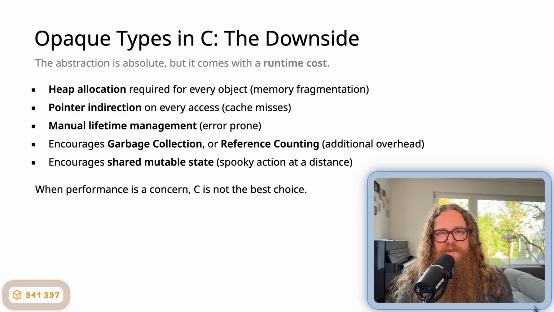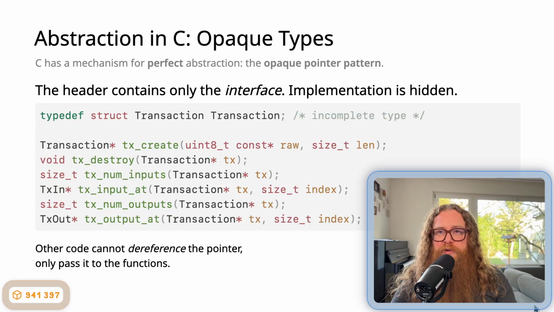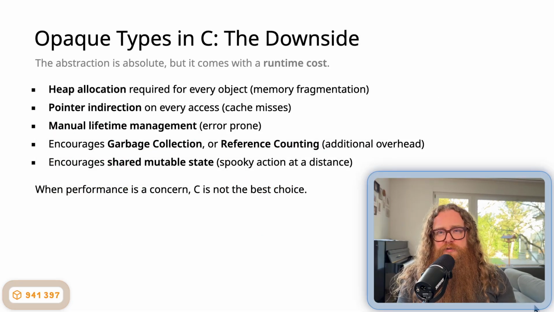And also accessing a transaction, each member access requires a pointer indirection. And because of memory fragmentation, that can lead to cache misses. So this just makes the whole thing slow. It's also error prone because the lifetime management is manual. When a transaction is no longer needed, it needs to be deallocated by explicitly calling the tx destroy function. And so this is error prone because people may forget, but this is not the real problem.